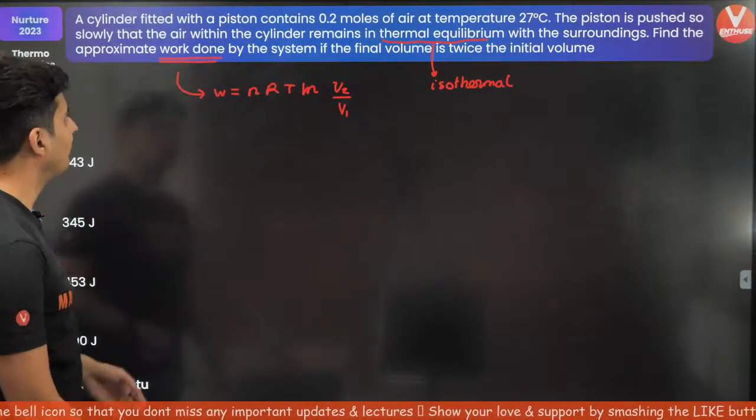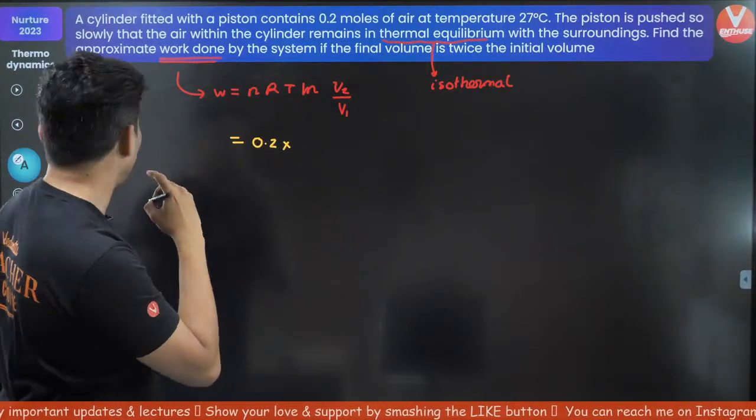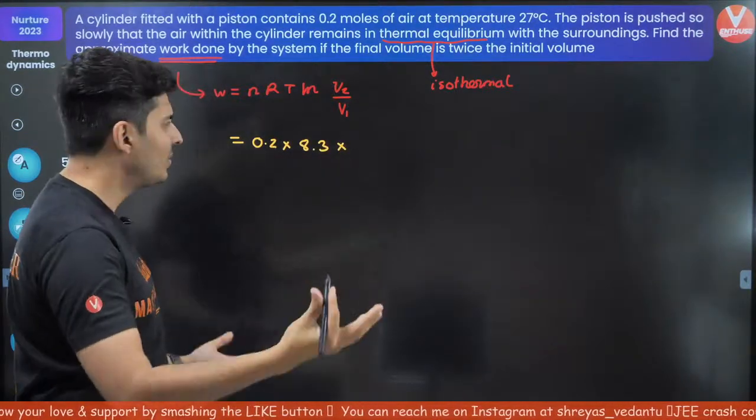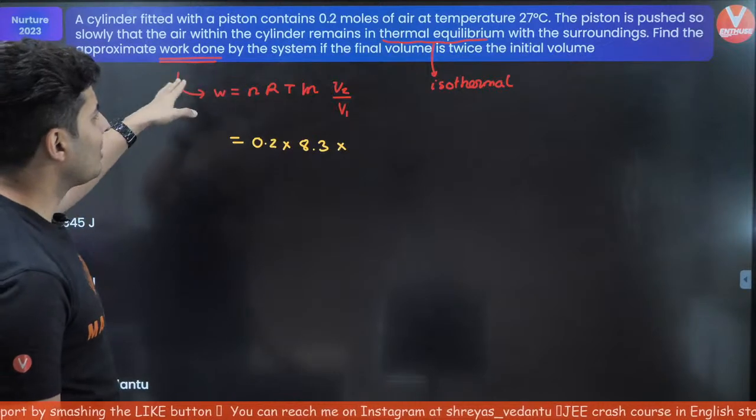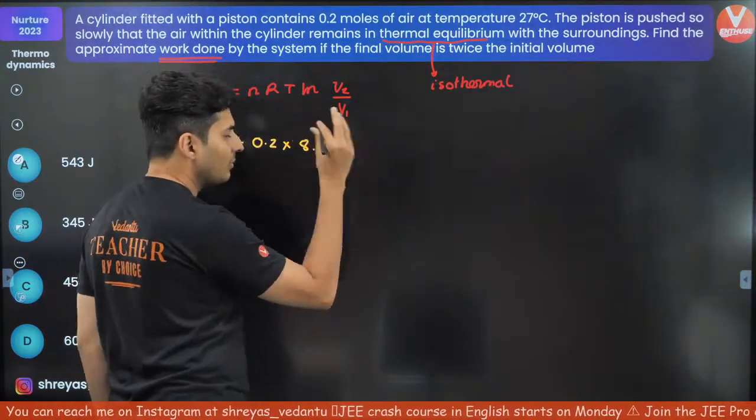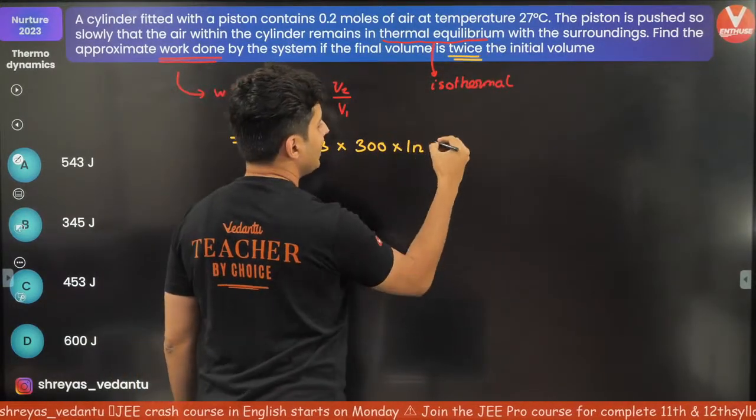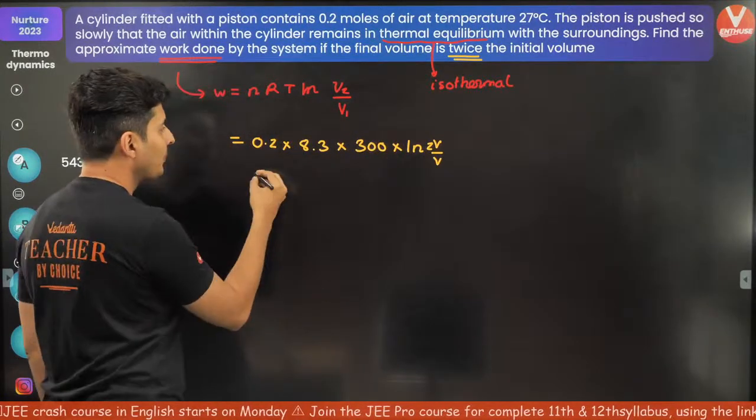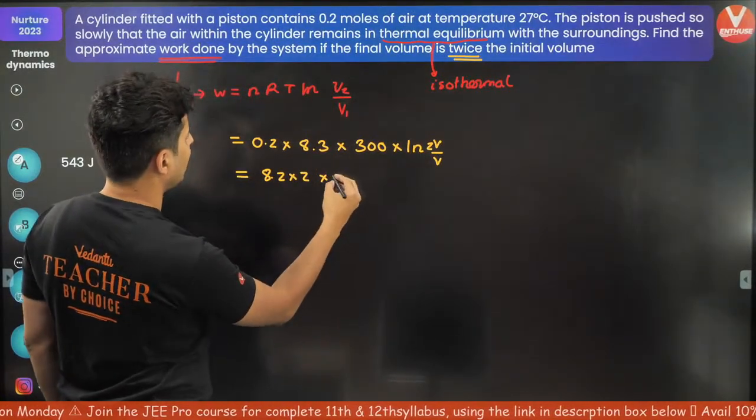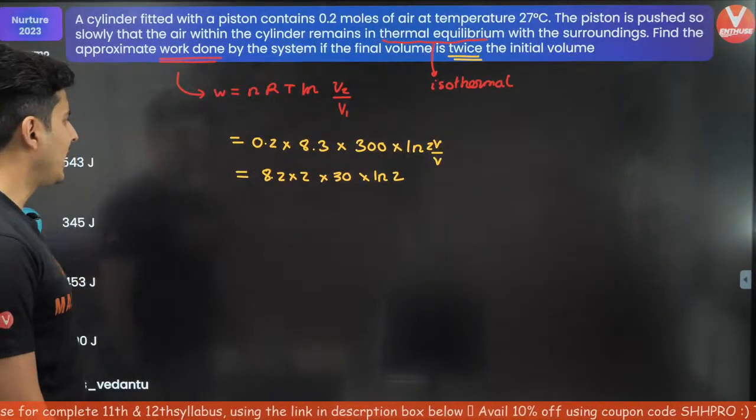So let's start substituting whatever we know. n, number of moles, is 0.2. R value, I'm just going to put it approximately as 8.3. You can substitute the exact value as well, but I think it's fine because options are there. Temperature 27, don't put it as 27, put it as 27 plus 273, which is nothing but 300, into log of V2 by V1. The volume is twice, that means V2 is 2V. So you can write it as 8.3 into 0.2 into 300, into ln 2. Now do the math and see what you get.